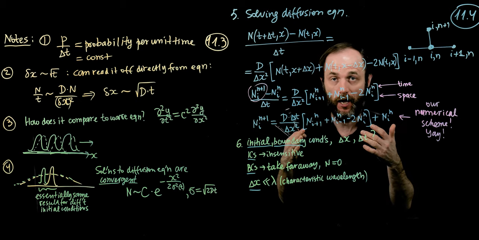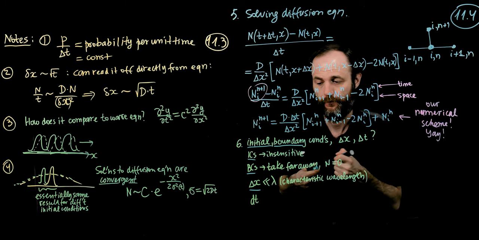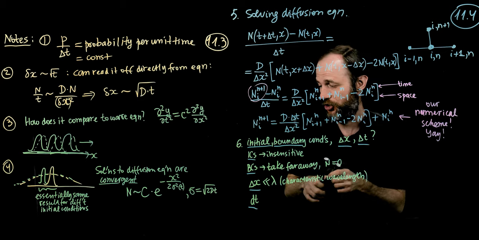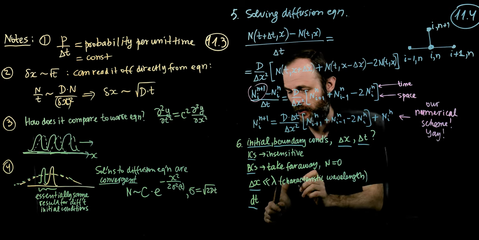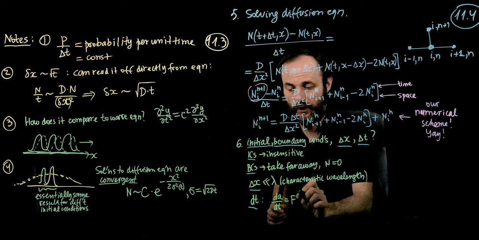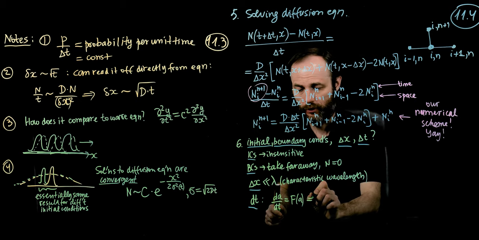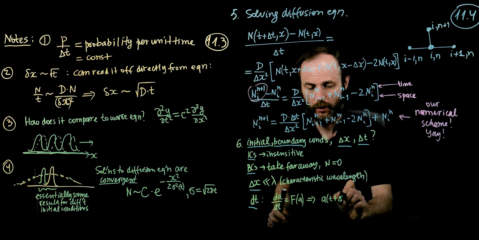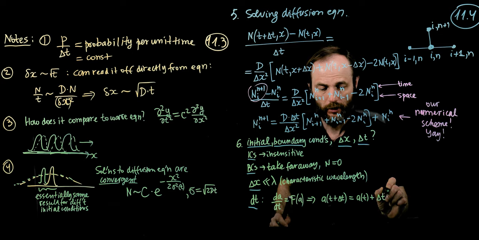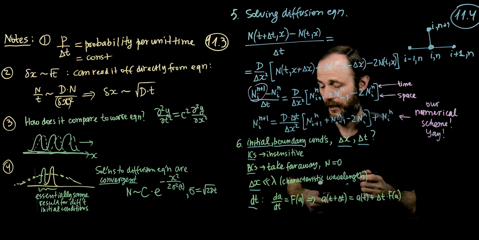And finally, the big deal is the time step. What should it be? Well, let's consider a general problem, a general, let's say, ODE, forget about the PDE. Suppose that we are considering a problem where the left-hand side is given by some function of the dependent variable A. How would we integrate that? Well, from here, we would just say that A at the next time step is equal to A at the current time step plus delta t times F of A.